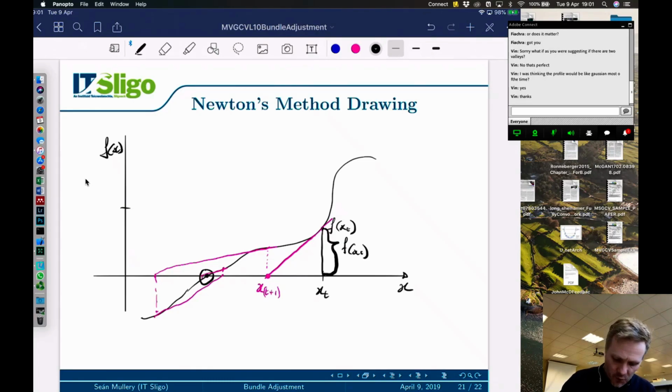The second thing is, what's the distance between here and here? Well, that is x_t minus x_{t+1}. That's the distance between those two. So how do we figure out what our gradient is here? Because remember, our gradient is written as f prime.